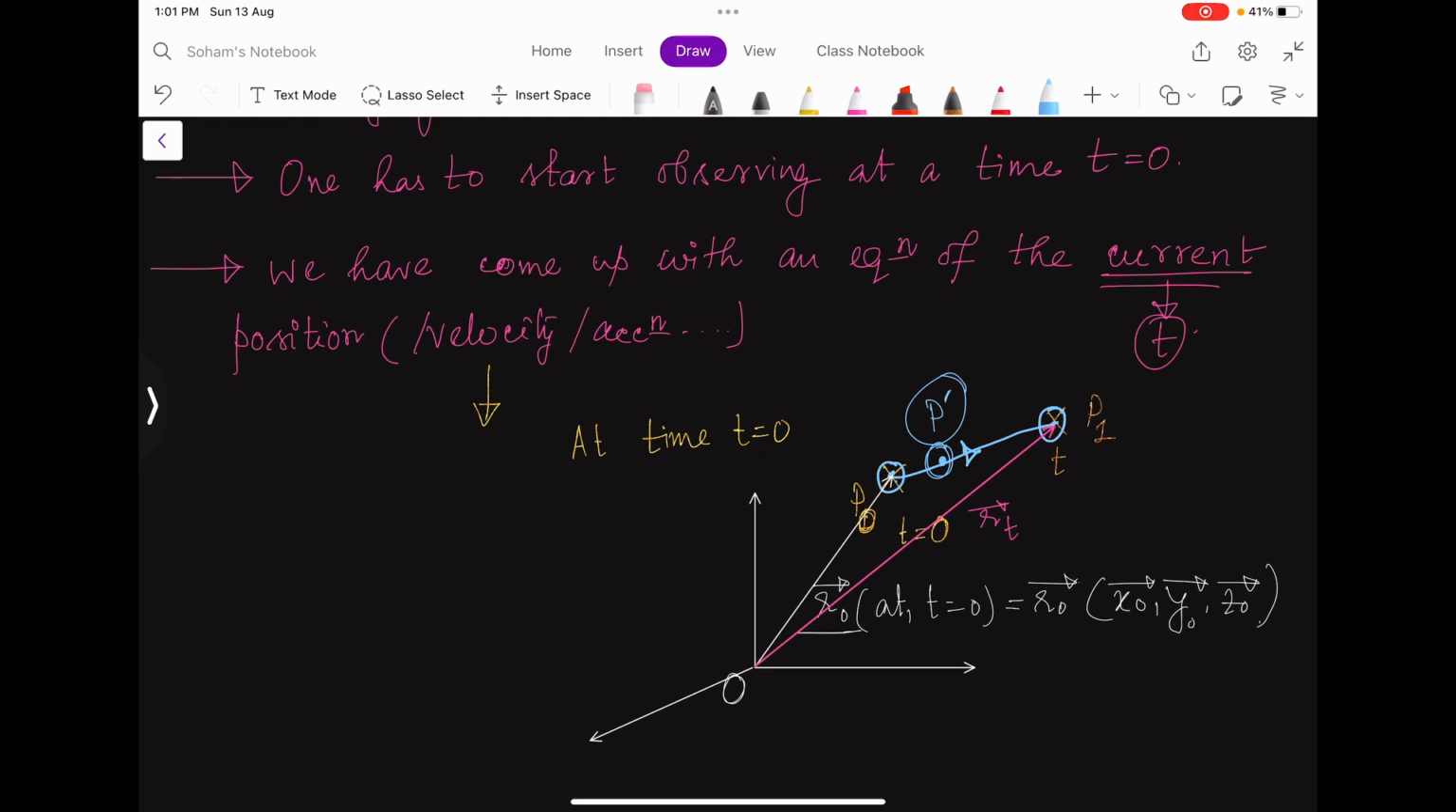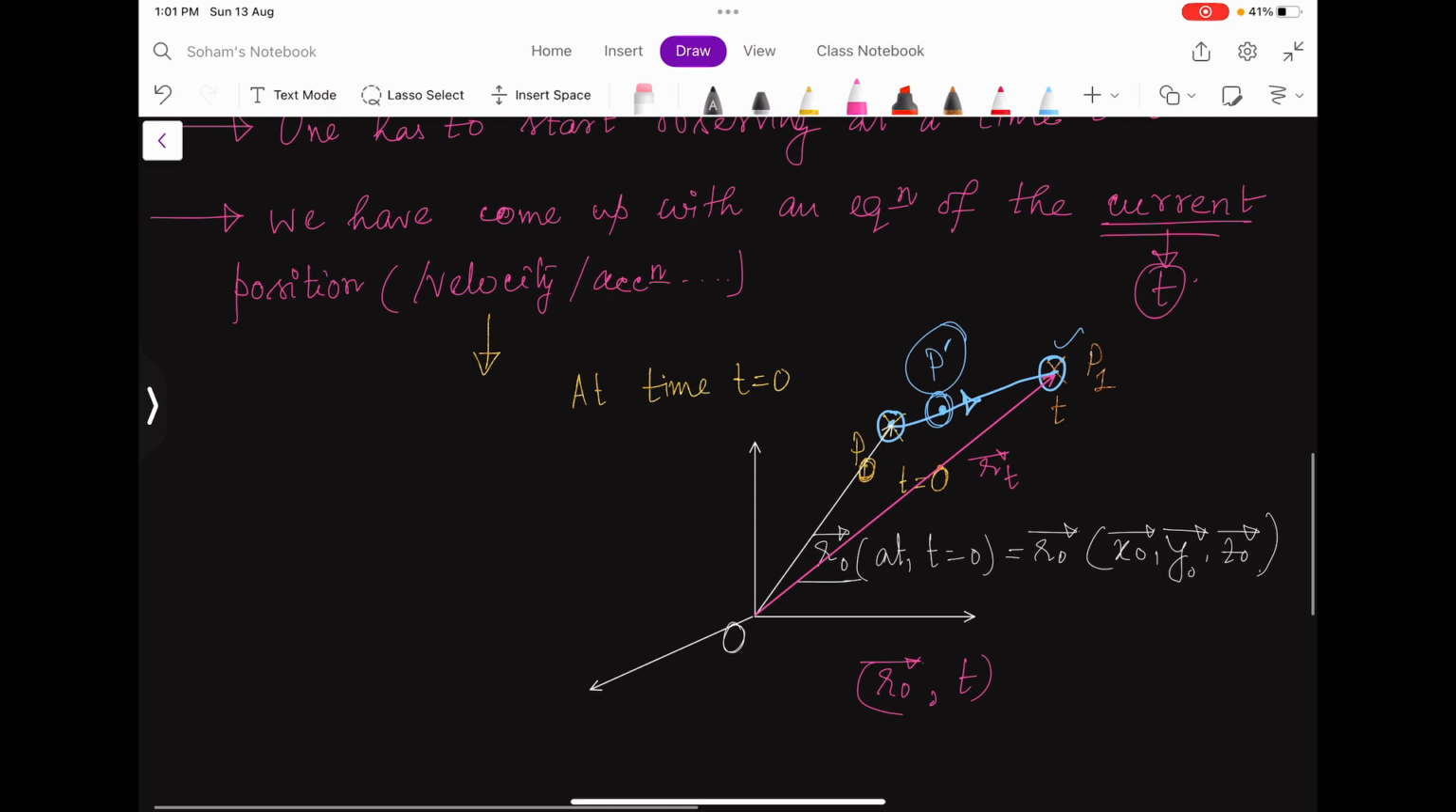And when I have to describe my motion to this point p1, my known parameters are this r naught and this time t. So my equation will be: r at time t is a function of my initial position and t. These two are the only known parameters in my Lagrangian description. There is a certain position vector at time t equal to 0 from where I have started to observe, and there is a certain time interval after which I am interested in measuring the position or anything. So this is the description of Lagrangian motion.